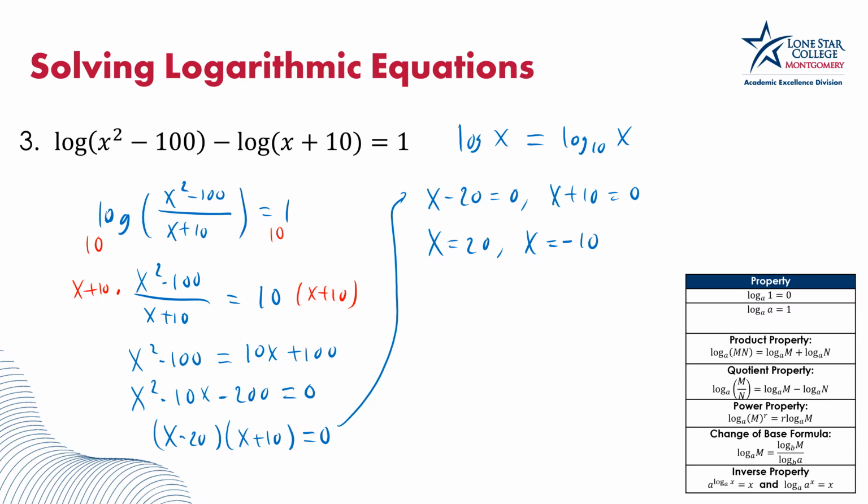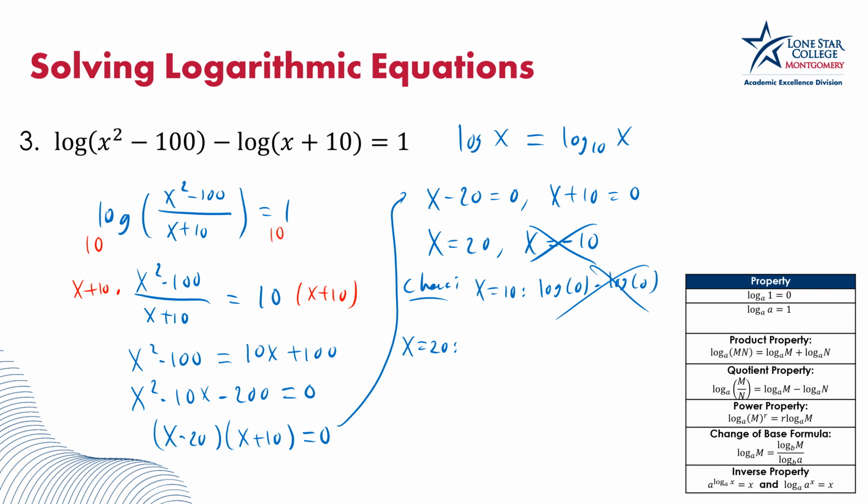Will that work though? Because if we plug negative 10 into x here, that gives us a problem. Let's check. Plugging in x equals negative 10, on the left hand side, negative 10 squared is 100, minus 100 is log of 0. Same thing here, minus another log of 0. Log of 0 is actually undefined, so we cannot do that. So we cannot consider negative 10 as our solution. Let's check x equals 20 to be sure.